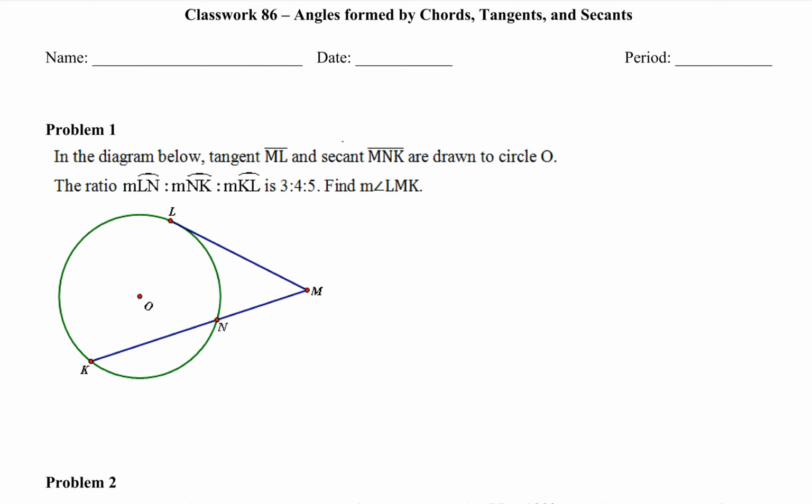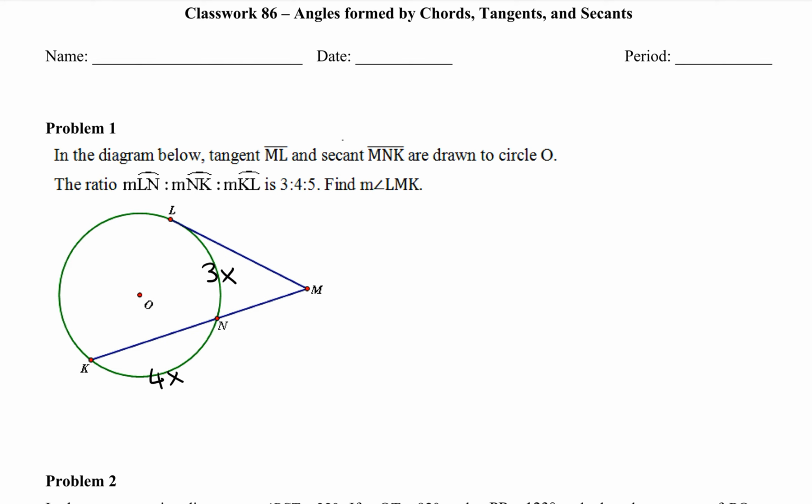So here we can designate the ratios in terms of x. For example, the measure of arc LN we can write as 3x. The measure of arc NK is 4x, and we can write the measure of arc KL as 5x. Okay, so now at this point we just need to figure out what the x value is. So how do you do that?